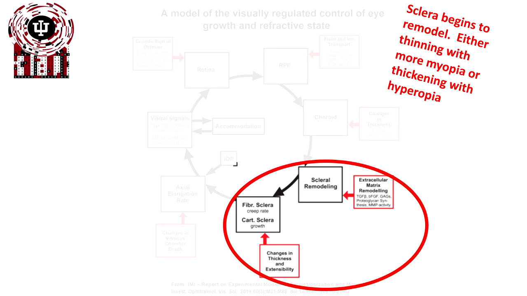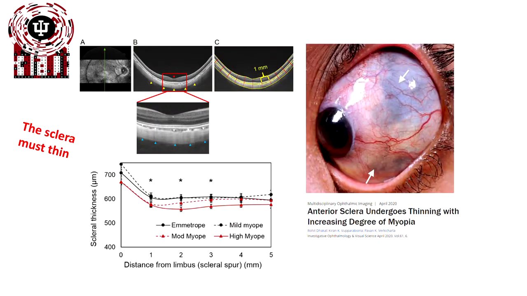Ultimately, though, the signal then must carry on into the sclera for further remodeling. Just like in the choroid, as the eye lengthens, the sclera must also thin as the eye lengthens, or thicken if it's going shorter. If we get high enough scleral thinning, we can actually start to see it outside the eye as we have choroidal ruptures.